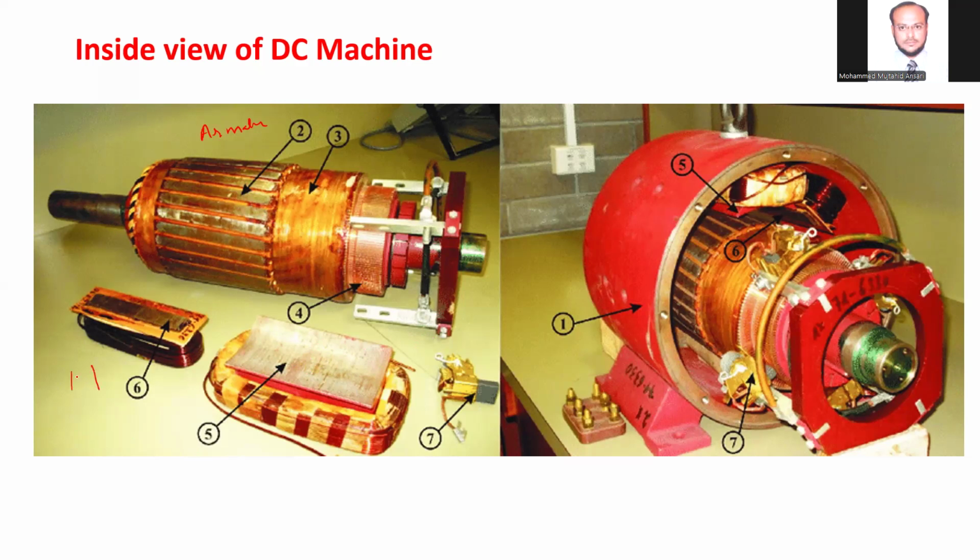Such is the structure. So you will find this is the structure: the pole shoes are there, and this is the field winding. This is the field winding, and this is the brush holder. So these are the brushes.